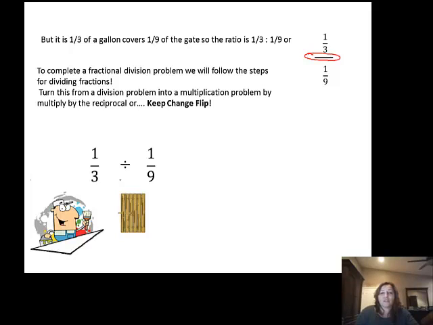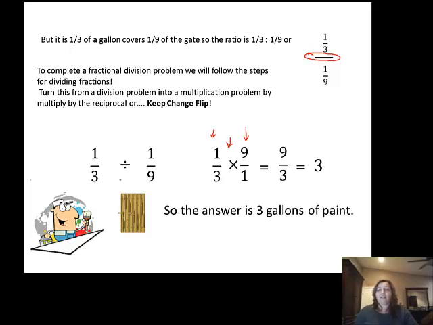So let's set it up. We know this is what our problem is, 1/3 divided by 1/9, and we're going to go ahead and keep, change, and flip to multiply by the reciprocal. And then we just multiply straight across. 1 times 9 is 9, and 3 times 1 is 3. Looking at this, we can see that our end result is that it will take us 3 gallons of paint to cover the entire gate.